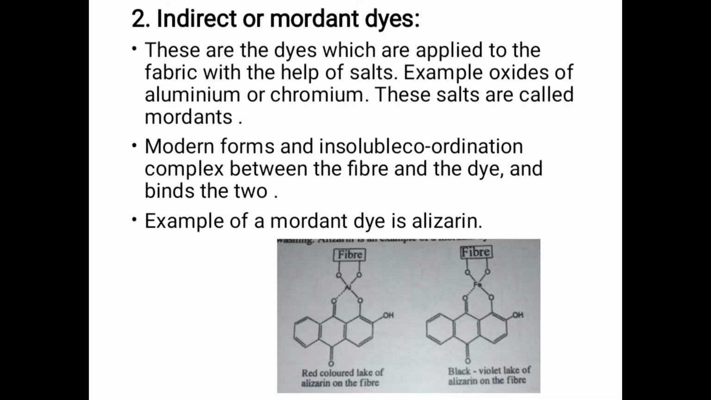Indirect or mordant dyes. These are the dyes which are applied to the fabric with the help of salts, for example, oxides of aluminium or chromium. These salts are called mordants. The mordant forms an insoluble coordination complex between the fiber and the dye and binds the two. An example of a mordant dye is alizarin.